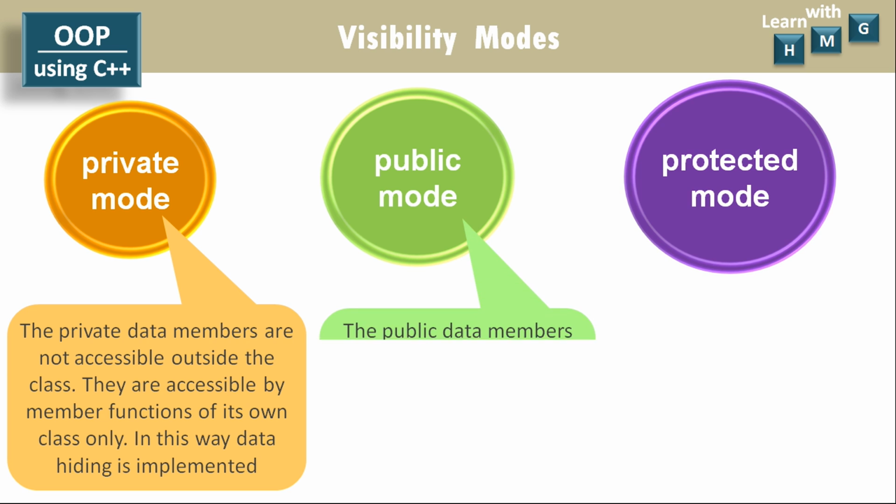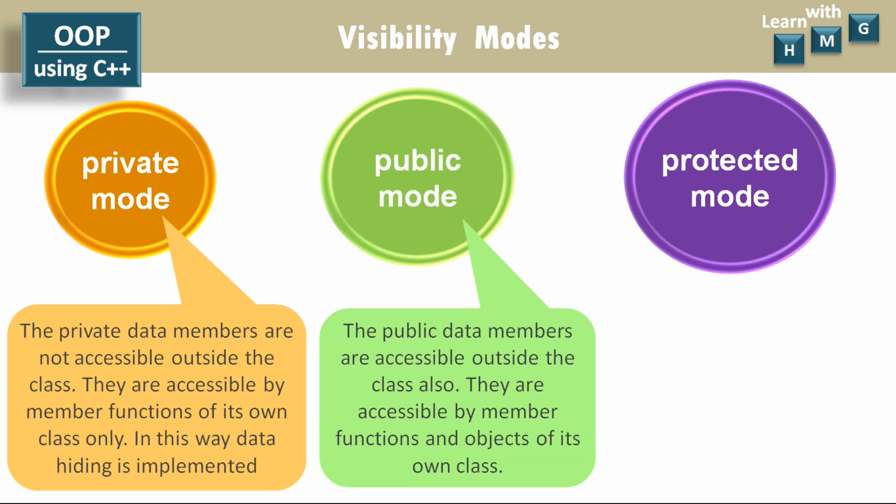Public mode. The public data members are accessible outside the class also. They are accessible by member functions and objects of its own class. So if you declare the data members or member functions as public, they are easily accessible outside the class also, but due to this the data hiding property of OOP is spoiled, and hence usually the data members are not declared in public mode.